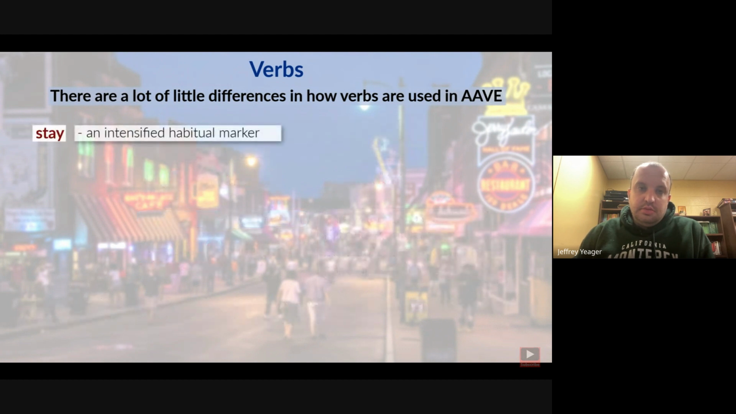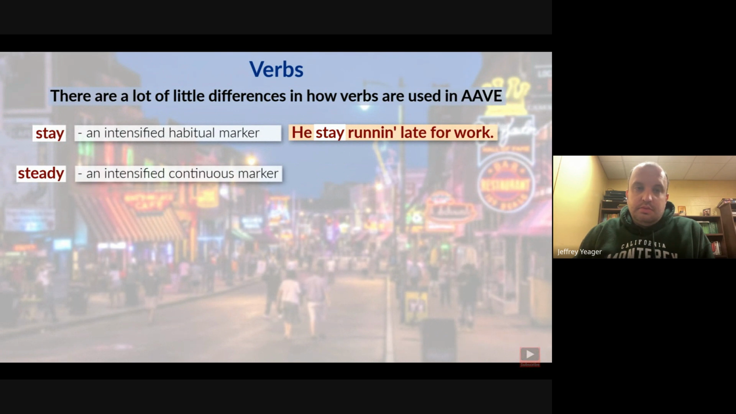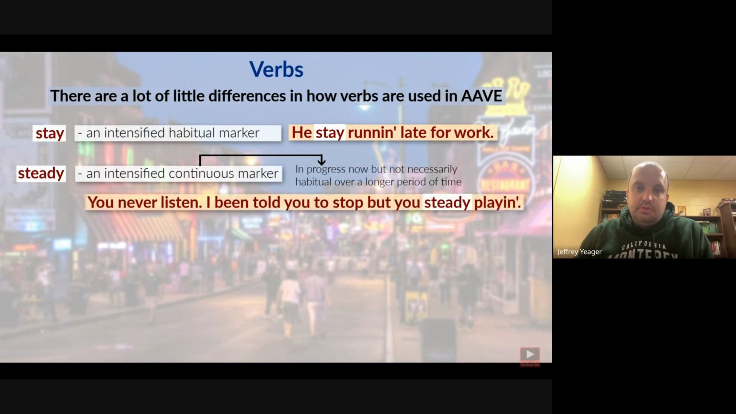There's also an intensive habitual marker. This is similar to habitual be, but is more emphatic. He stay running late for work. This means that it happens pretty much all the time. It's habitual. There's also an intensified continuous marker, steady. It shows that the action is in progress, but not necessarily habitual over a longer period of time. You never listen.